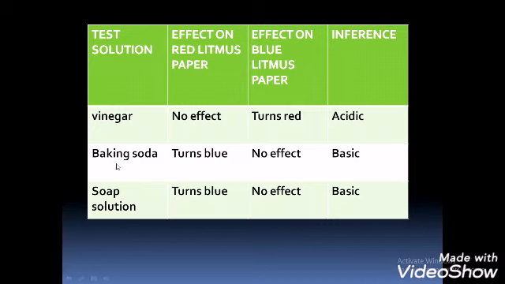Then baking soda, we know that baking soda is basic. So red litmus paper turns blue, and on blue litmus paper there is no effect. And soap solution is also basic, so red litmus paper turns blue, and blue litmus paper has no effect because it is basic. So we can say that acids turn blue litmus paper into red, and basic solutions turn red litmus paper into blue.